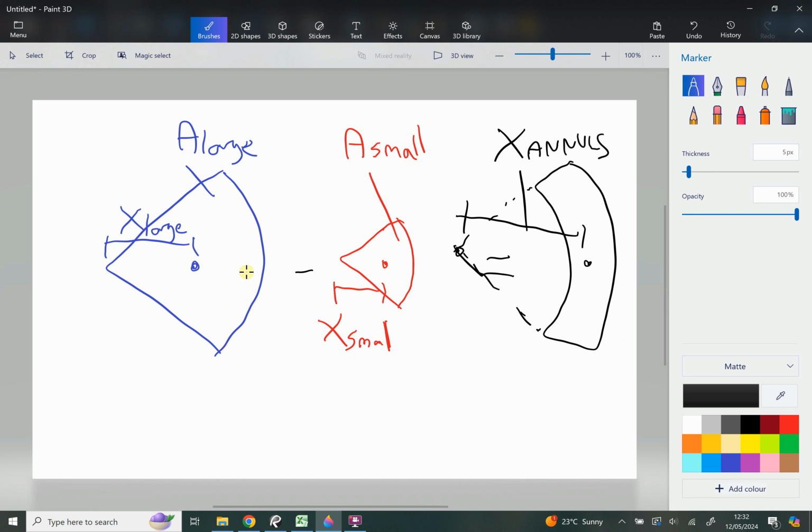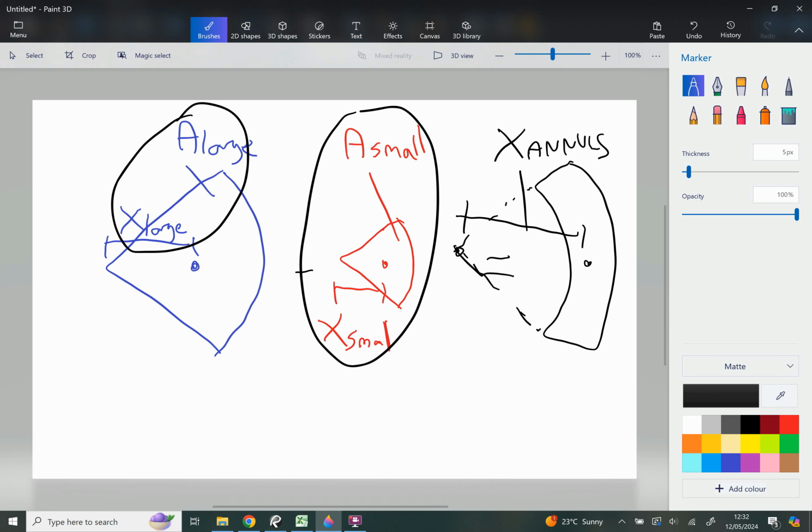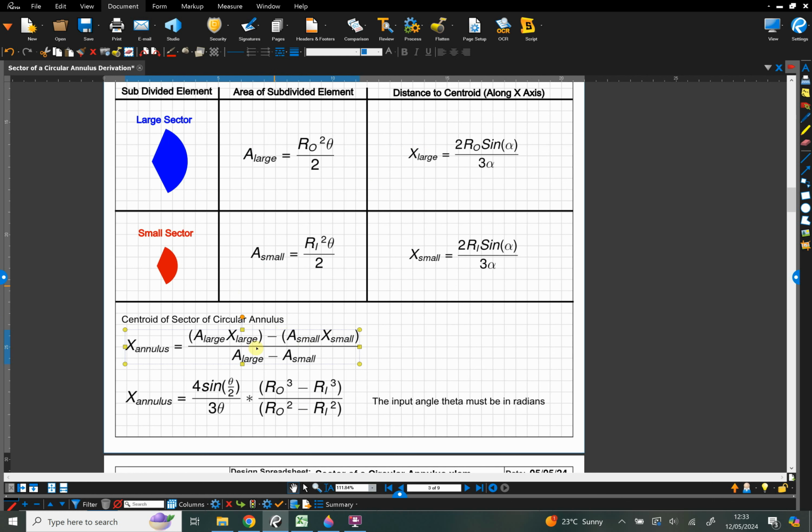And so all we're doing is these two multiplied together plus these two multiplied together, all over the sum of these two. Now what you'll notice is that when we're doing the sums in here, we're dealing with a negative area. This negative symbol is important. On the spreadsheet, on the PDF, you've got A large times x large minus A small times x small, because we want to subtract this red sector from the blue sector, and that minus repeats again on the bottom of the fraction. So it's a little bit to bear in mind in terms of how we're doing our geometric decomposition.